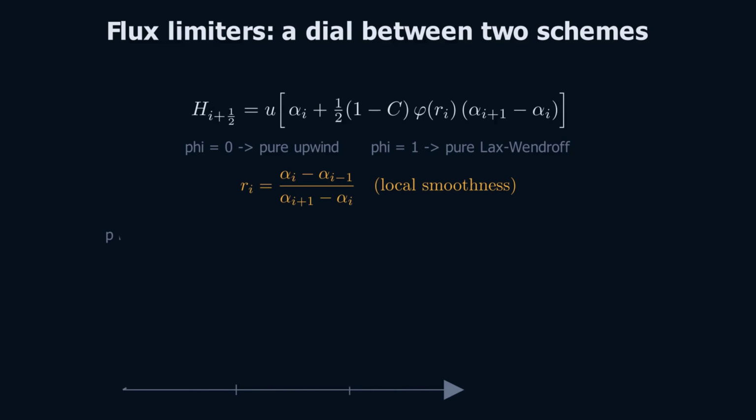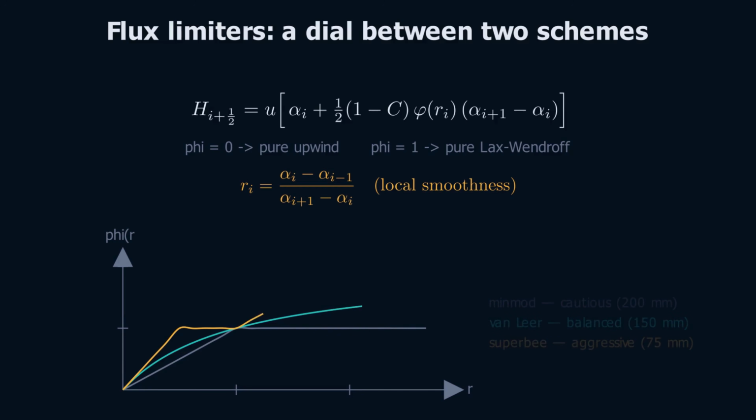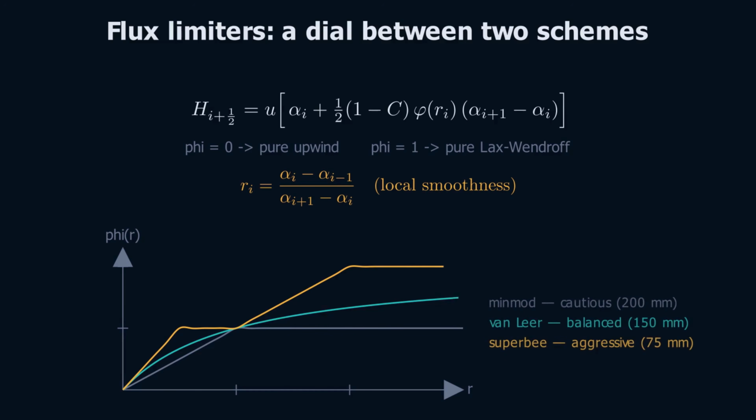3 residents matter today. Minmod, the cautious one, always takes the smallest safe correction, front width 200 mm, half of upwind's fog. Van Leer, the smooth diplomat, 150. And Superbee, the aggressive one that leans on the wedge's ceiling and actively steepens fronts, 75 mm. 5 times sharper than Part 1, with 0 oscillation, guaranteed by construction.